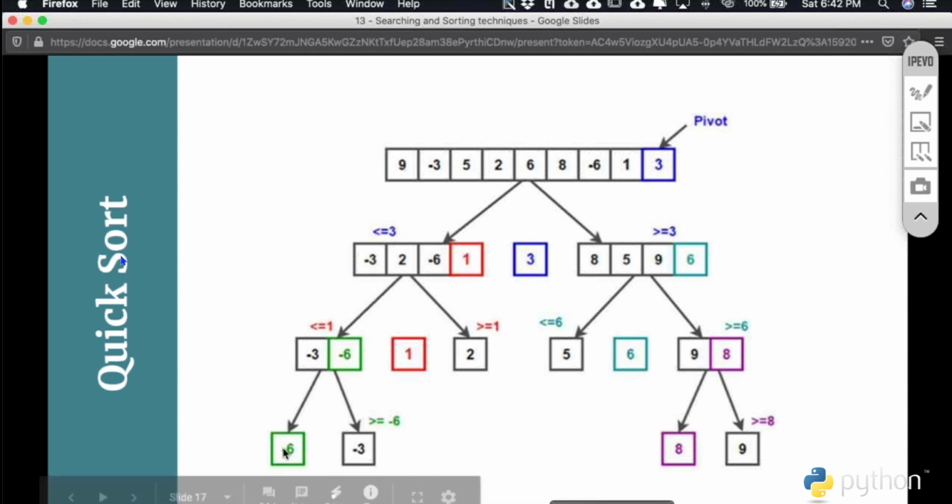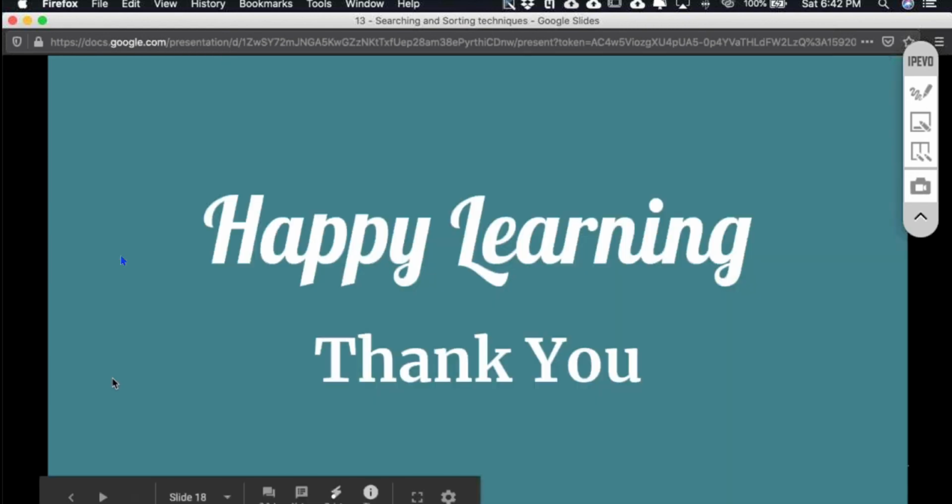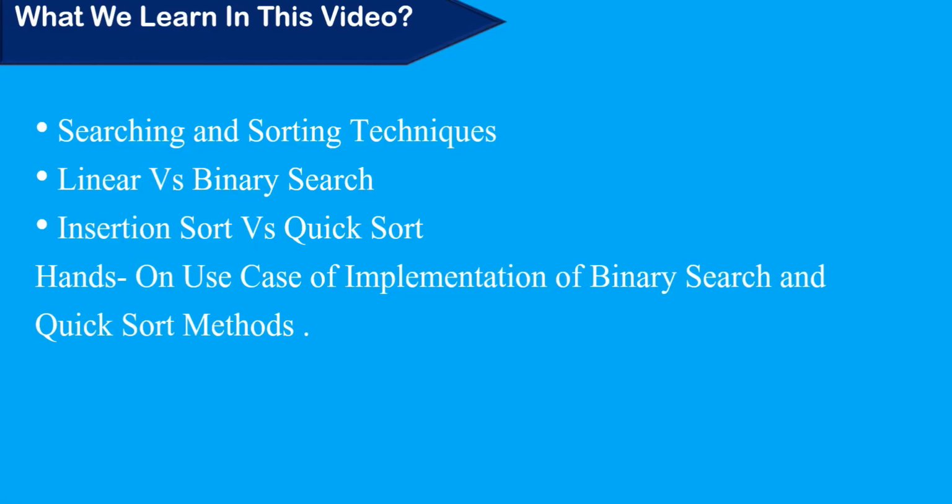And finally, if you look down here at the bottom, all your elements will be arranged: -6, -3, 1, 2, 5, 6, 8 and 9. Sorry, 1, 2, 3, 5, 6, 8, 9. So that's how you got all the elements arranged in a sorted way. So this is it. These are the basic techniques that we had to discuss.